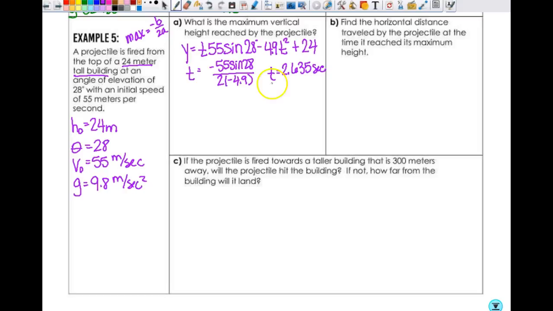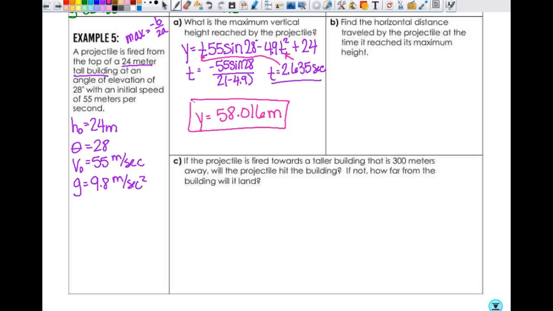But this is important because then you're going to take this and substitute it in here. If you store this number in your calculator, then you just type all that in using whatever variable you stored it in. So do that and get your y value. You would get that y equals 58.016 meters. That is the maximum height that it reached.